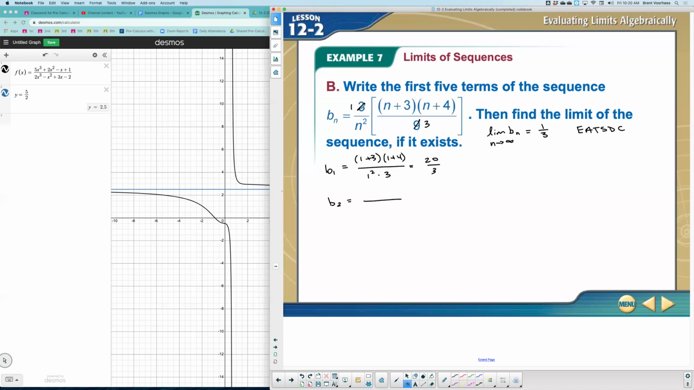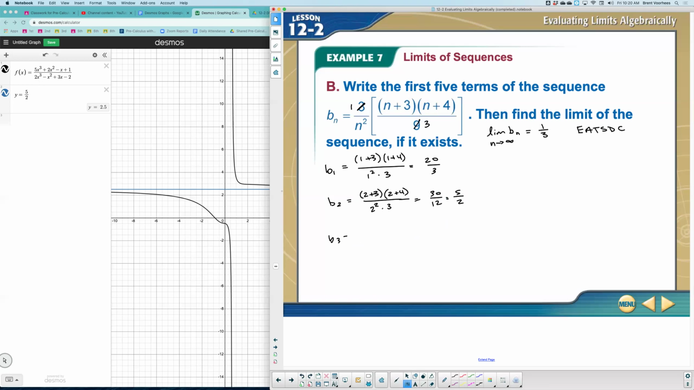B2, let's see, we plug in a 2. We have 2 plus 3, that's 5, times 2 plus 4, which is 6. So 5 times 6 is going to give us 30, over 2 squared, which is 4, times 3. 4 times 3 is 12. And that could be reduced to 15 over 6, which actually reduces, let's see, a bigger number goes into those. So instead of dividing each by 2, since 3 goes in it, let's divide each of these by 6. 6 goes into that 5 times, 6 goes into 12 twice. Okay, so it's 5 over 2.